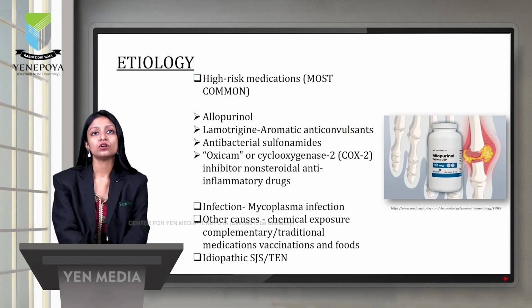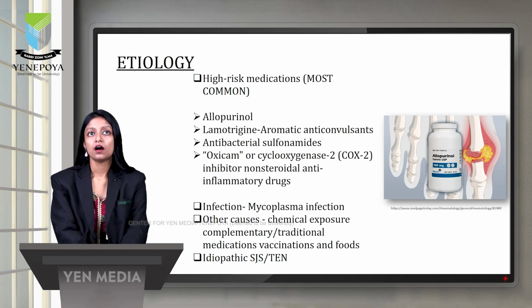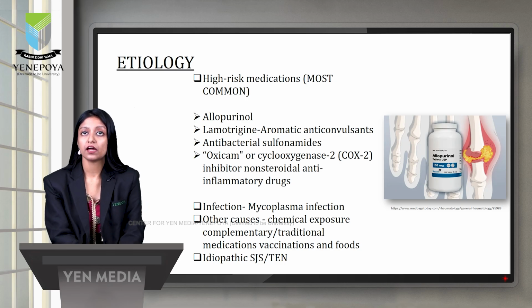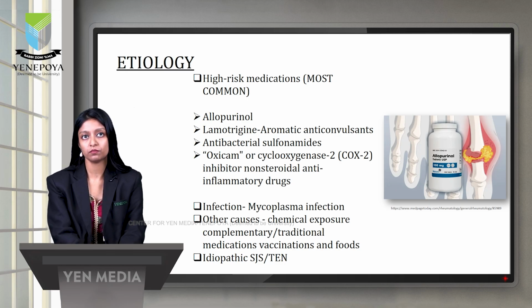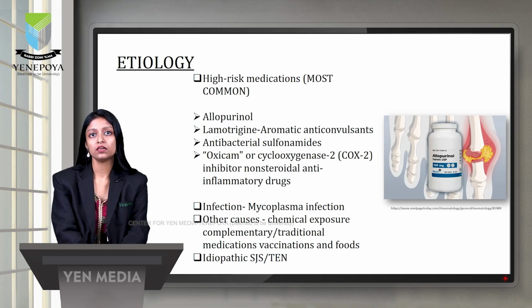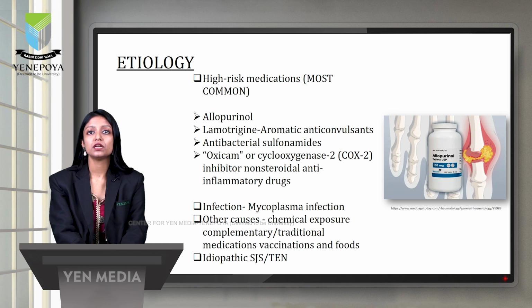Now, coming to the etiology, the most common causes are usually high risk medications. The very first one to be mentioned is allopurinol, and then there are other aromatic anticonvulsants, antibacterial sulfonamides, oxicams, or non-steroidal anti-inflammatory drugs. Other causes also include infections like Mycoplasma infection. Then there will be chemical exposure, complementary or traditional medications exposure, vaccinations, and certain foods. There will be some idiopathic causes of SJS or TEN, so we do not know the definitive reason why the person has it.